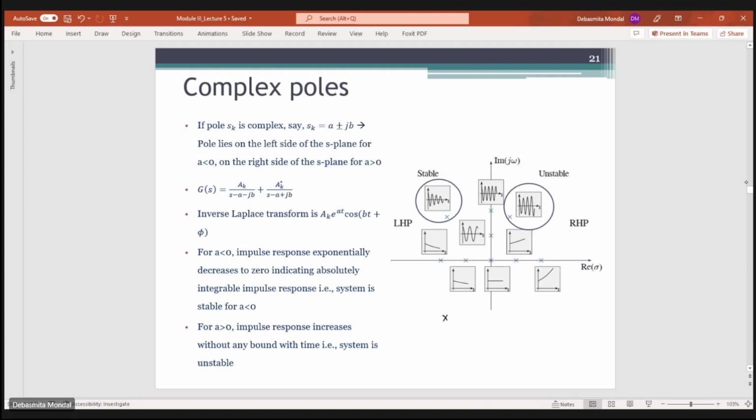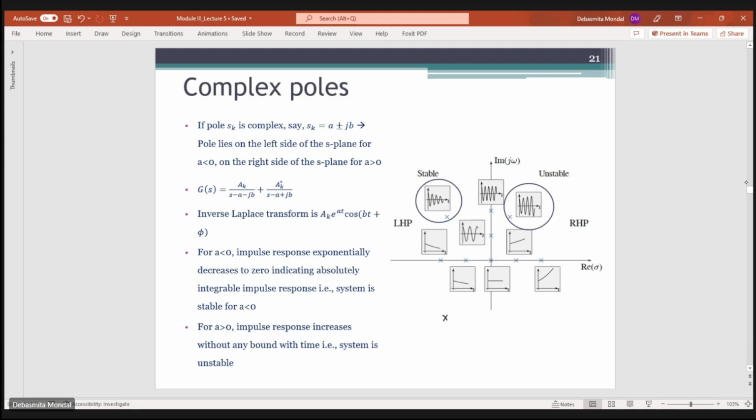If you take the inverse Laplace transform of this G(s), you will get that it is expressed as Ak e to the power at cos of bt plus phi. So the moment you have cos of bt plus phi, you can see that there will be some kind of oscillations in the impulse response.